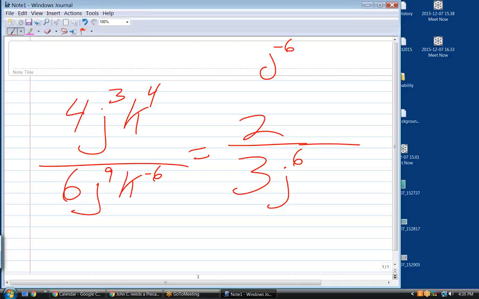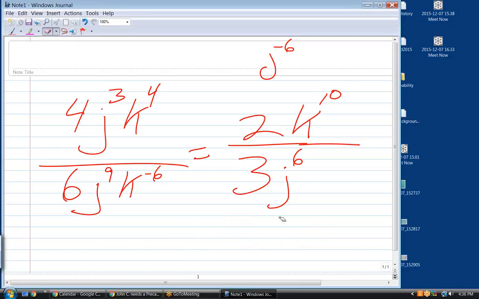Okay? And what happens when you subtract the exponents on the k? Well, then you have to bring the k to the 6 up top. Or we could just subtract the exponents. What's 4 minus a minus 6? K to the 10th. 4 minus a minus 6 is equal to 10. So k to the 10th.